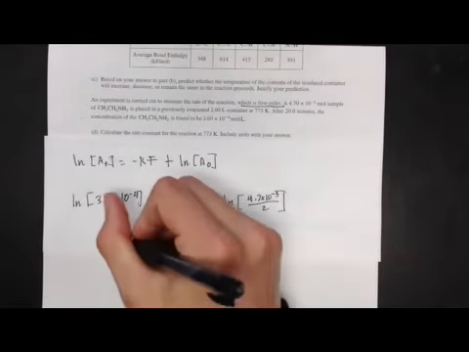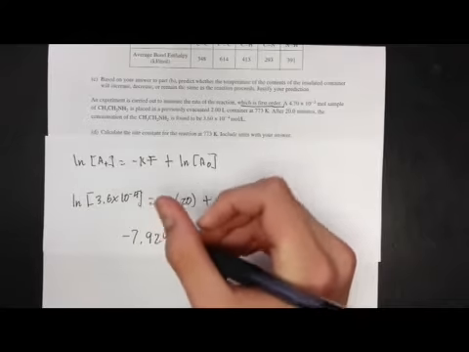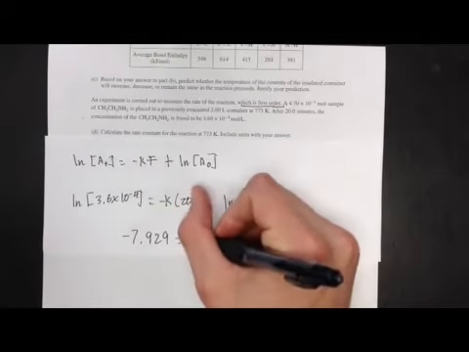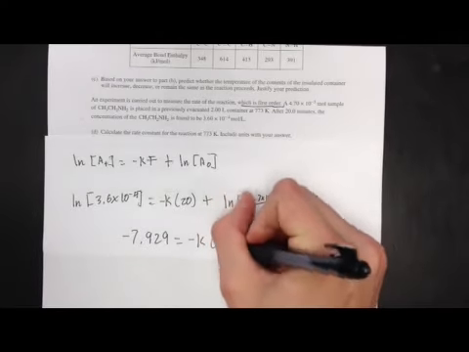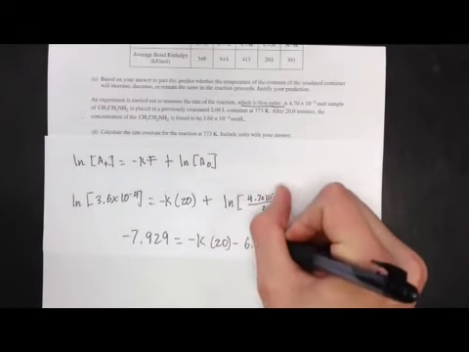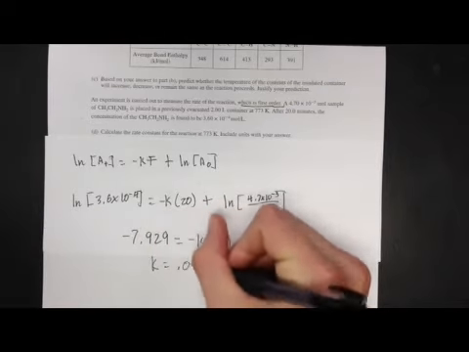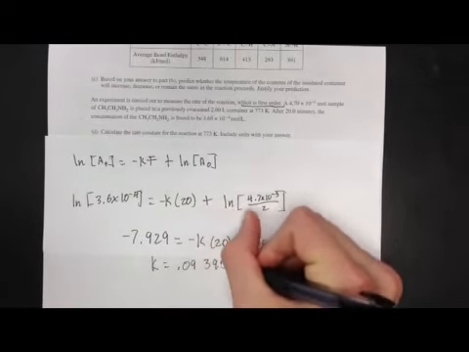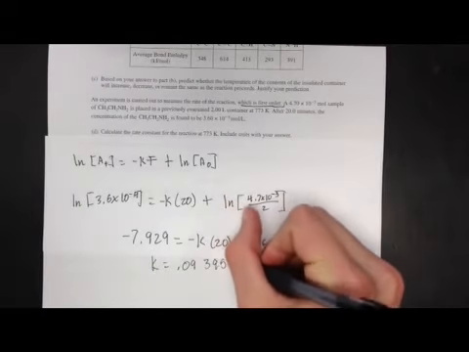And solving for k, we will get negative 7.929 equals negative k times 20 minus 6.05. Therefore, k equals 0.09395 per minute.